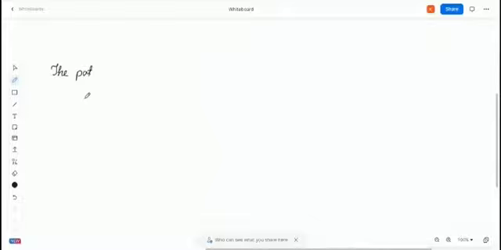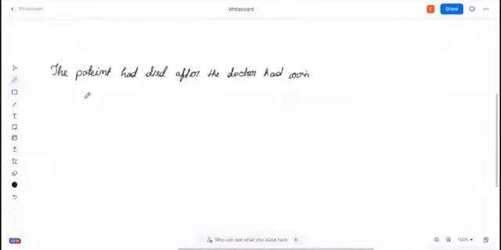The patient had died after the doctor had arrived. Doctor had arrived. Okay. So this is the sentence. So can anyone please tell me, is there any mistake in this sentence or is it correct?